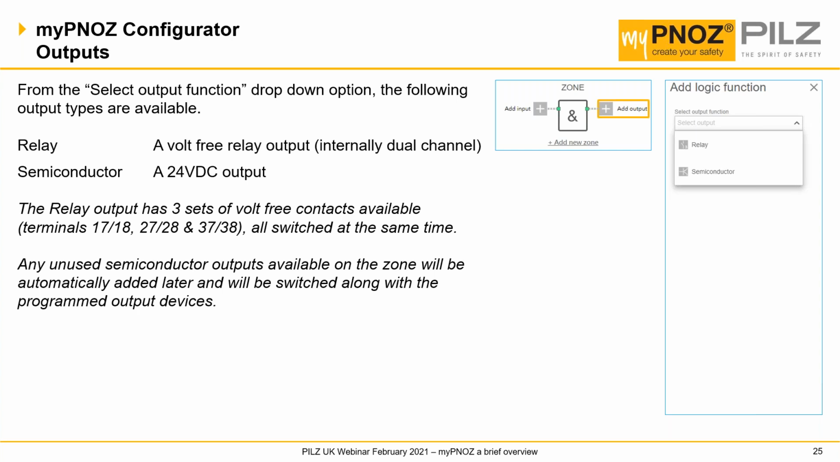The volt-free relay has 3 channels by default, and is internally a dual channel device. Terminals 17 to 18, 27 to 28 and 37 to 38 will all be switched at the same time. Any unused semiconductor outputs, generally you have 2 per output device, will be available to that zone, and they will automatically be added later if you do not program them, if you only program the first channel.